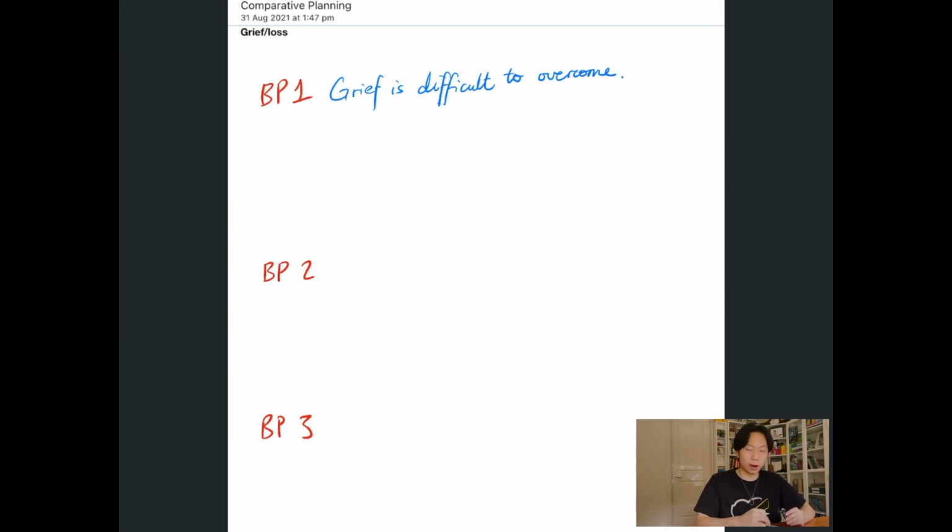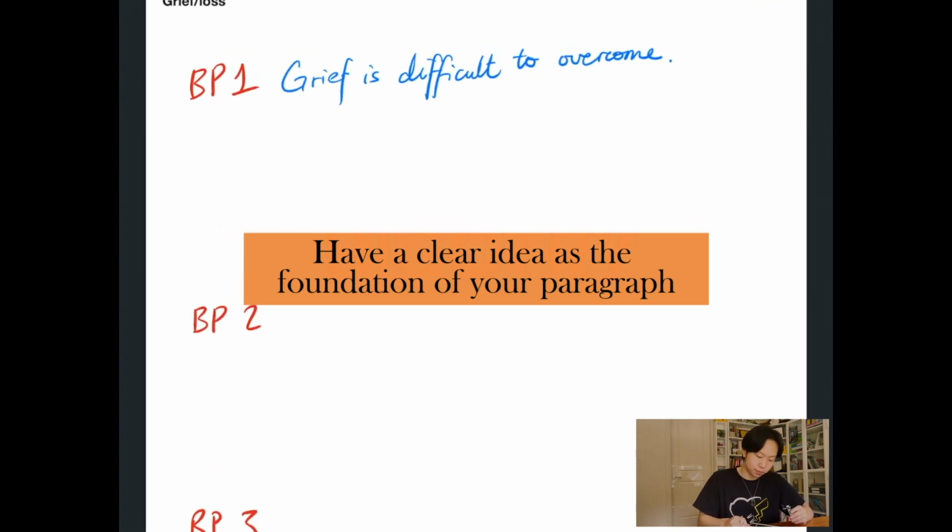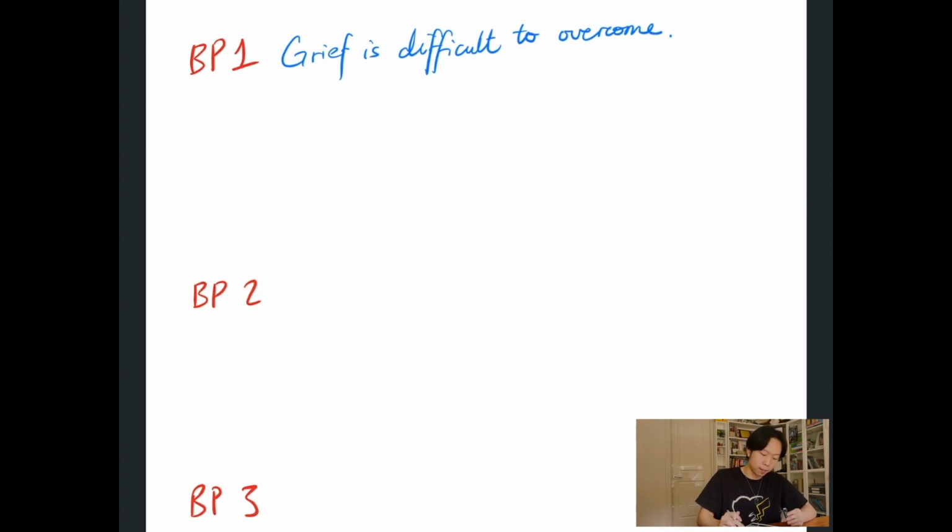And I think with comparative, you can't really have really complex ideas that you want to develop within a particular body paragraph. Now, the reason for this is that you need to compare 2 texts, and you don't have much time. You have the same amount of time with this part as with your other sections of English as well, which is why you want a really simple idea to focus around, and then explore the nuances and the comparisons between the 2 texts with that simple idea as the foundation. So grief is difficult to overcome.